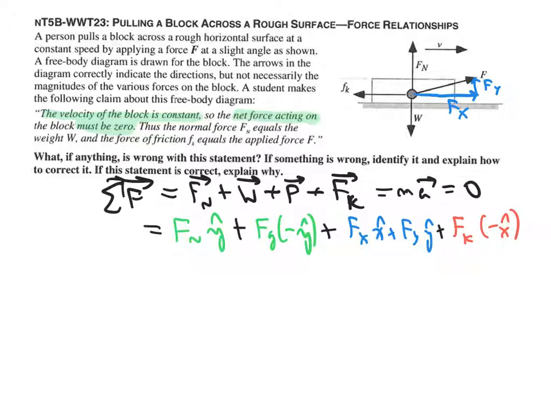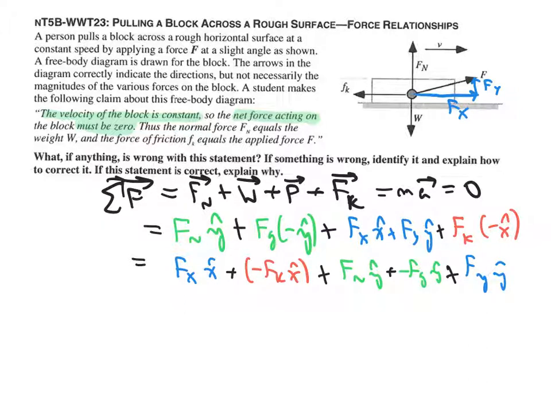And now we can gather up terms that have the same unit vector. I'm going to gather up everything that has an x. So I'll have Fx in the x-hat, and then minus Fk in the x-hat. And that will be it. Then, of course, I'll also have Fn in the y-hat, a minus Fg in the y-hat, and I'll pick up a plus Fy in the y-hat.